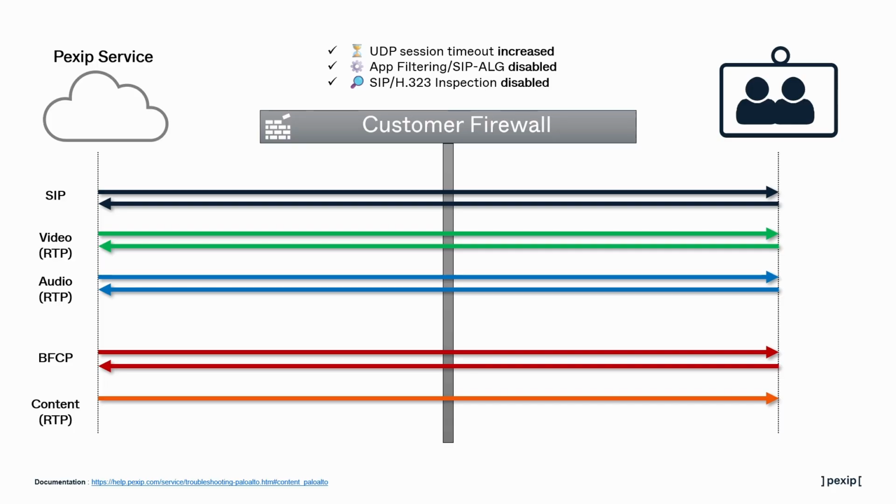For other firewall vendors, the UDP session timeout should be increased to 180 seconds for UDP port range 10,000 to 65,535. Similarly, it's recommended that application filtering settings on the firewall, SIP ALG, or similar functions are disabled. The firewall might also be configured by default to perform inspection on SIP and H.323 traffic, which could cause issues. It's often necessary for inspection of SIP and H.323 ports to be disabled. For Palo Alto, it can be found in the Palo Guard.